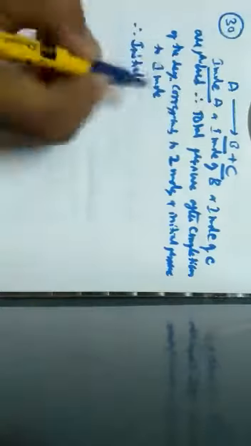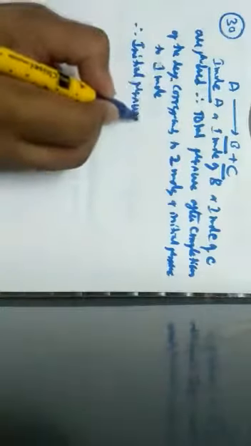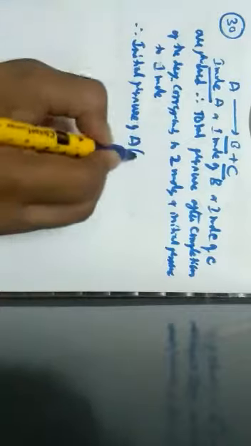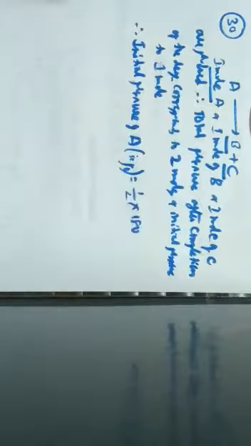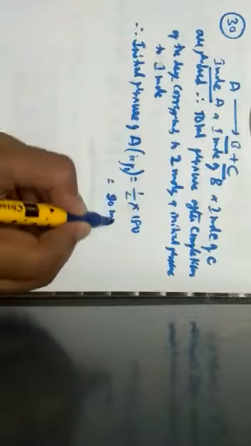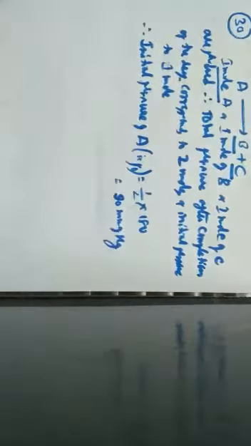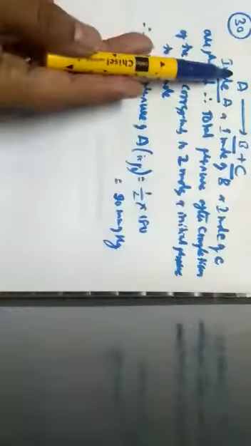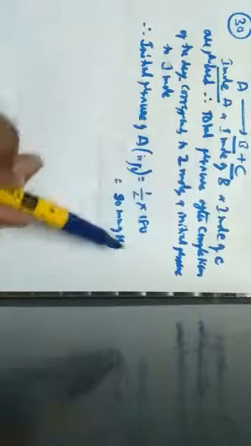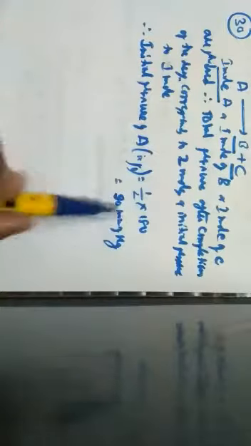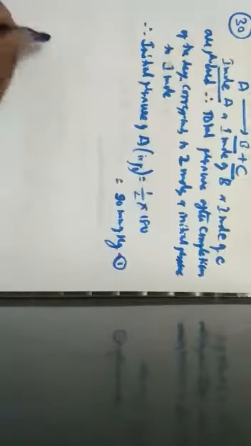Therefore, the initial pressure of A, that is P naught of A, is equal to 1 by 2 into 180. Here it has been mentioned that the total pressure after the completion of the reaction is 180 mm of Hg. Half of this pressure is 90 mm of Hg, because total number of moles is 2, but 1 mole of reactant is giving 2 moles of product. Hence the initial pressure of A should be half of 180, that is 90 mm of Hg. I consider this as equation 1.